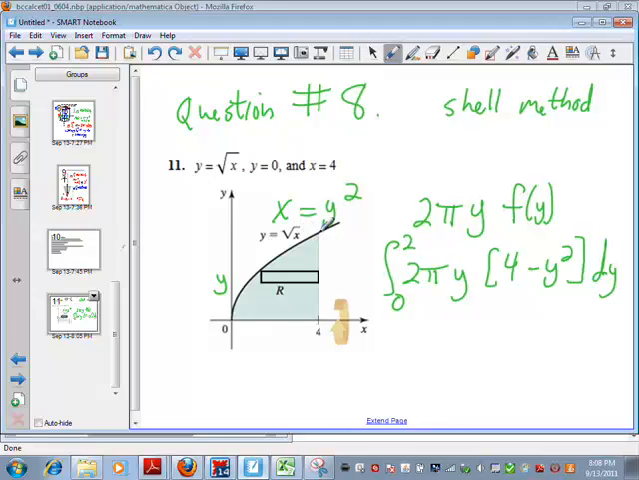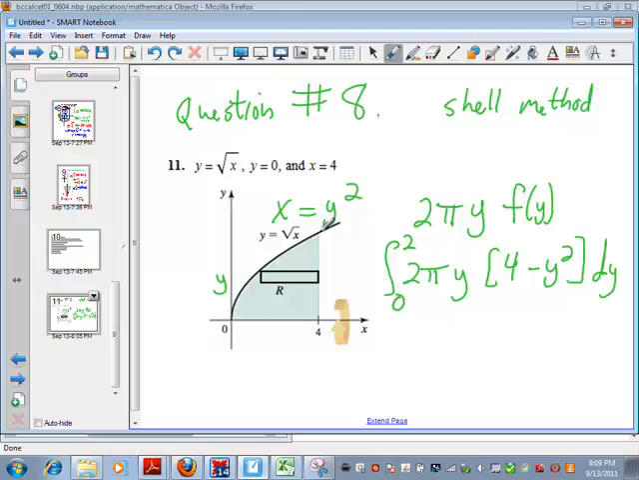Good. That's good. I was thinking in terms of 0 to 4 on the x. Right, and we'll do it that way in just a second. Oh, am I confusing shell with this? Which way is this?